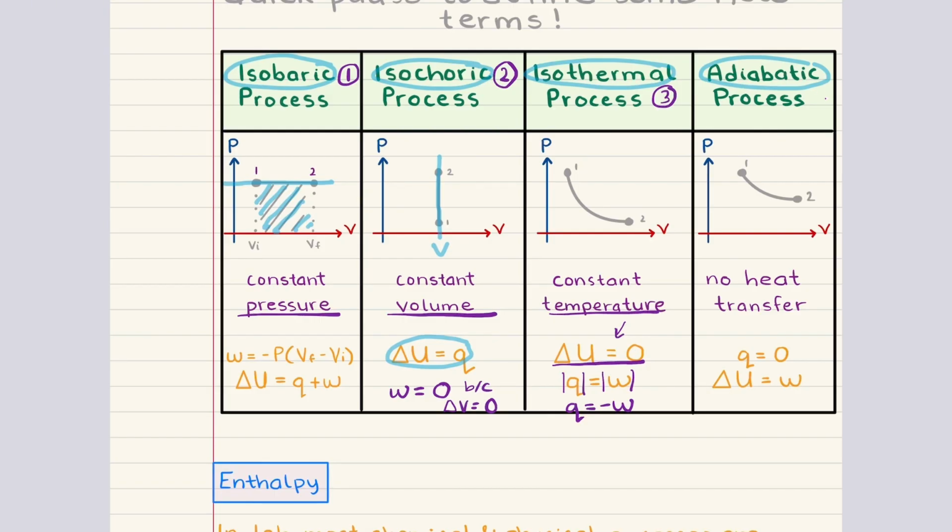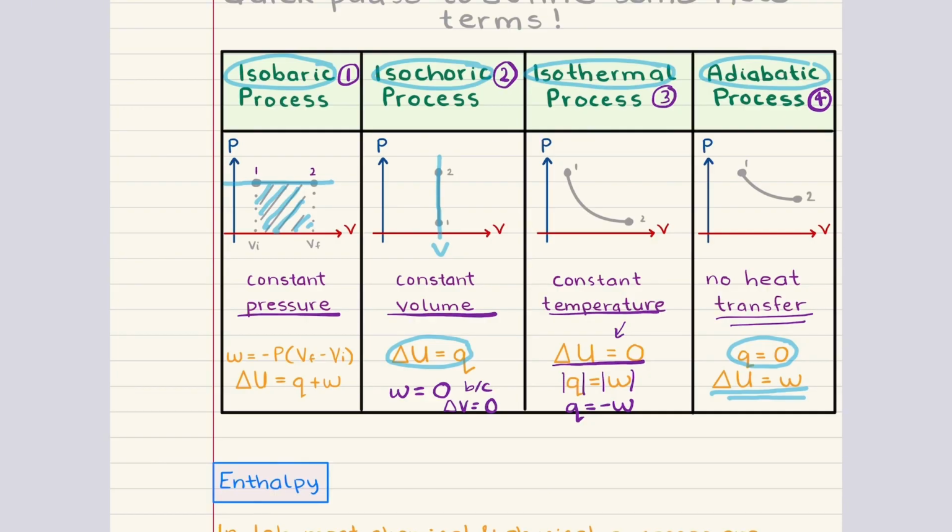Finally, we have adiabatic process. Adiabatic means no heat is transferred. The system's insulated from its surroundings, so that heat, Q, equals 0. That means the only way the internal energy can change is through work. If the system does work on the surroundings, its internal energy decreases. If the surroundings do work on the system, its internal energy increases. So we write Q is equal to 0, delta U is equal to W.